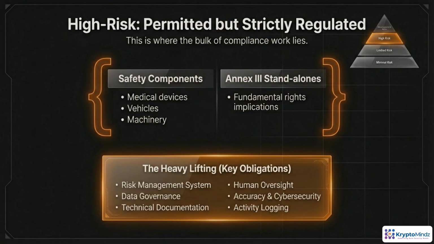The next level down is high-risk AI. That's where your main compliance burden sits. These systems are permitted, but only with strong safeguards, because they affect safety or fundamental rights. Think AI inside medical devices and vehicles, or systems used in HR and credit decisions. As a leader, you should expect rigorous risk management, strict data governance, detailed documentation, meaningful human oversight, and ongoing monitoring.